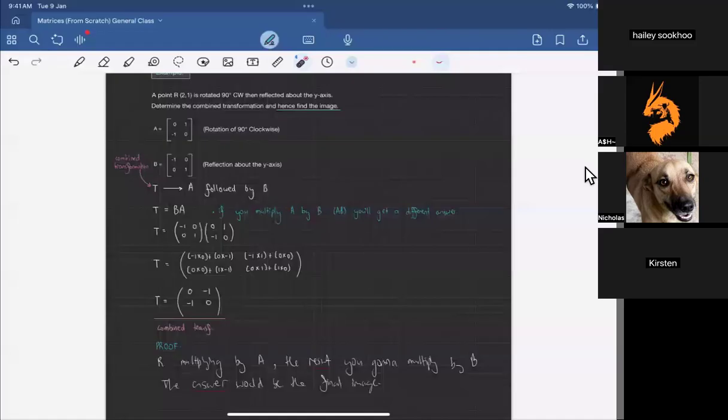So Amy, is it safe to say that our combined transformation accurately represents a rotation followed by a reflection? Can we say that? Yeah, because again, the same answer, right? Awesome.